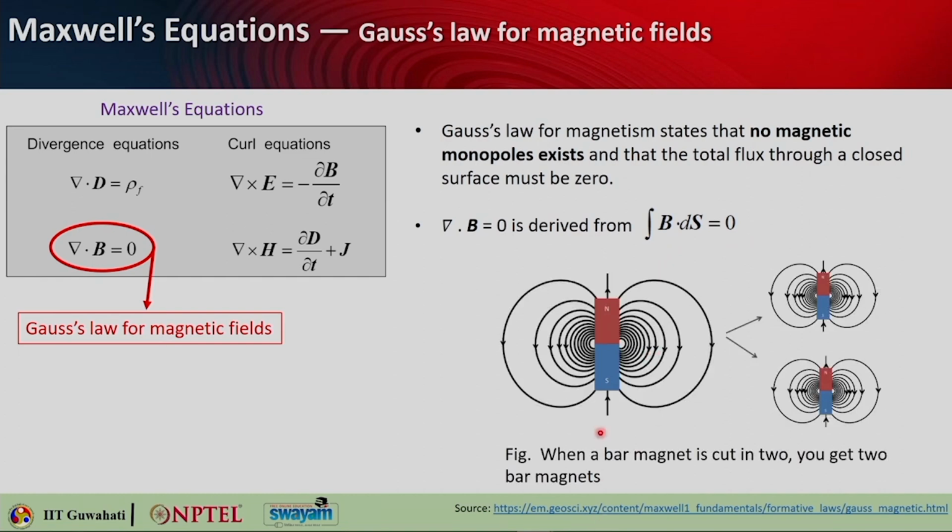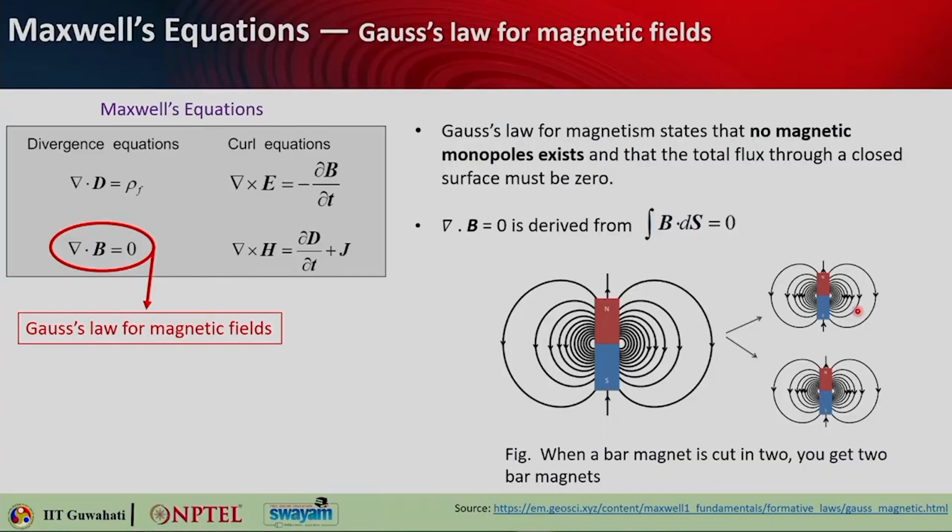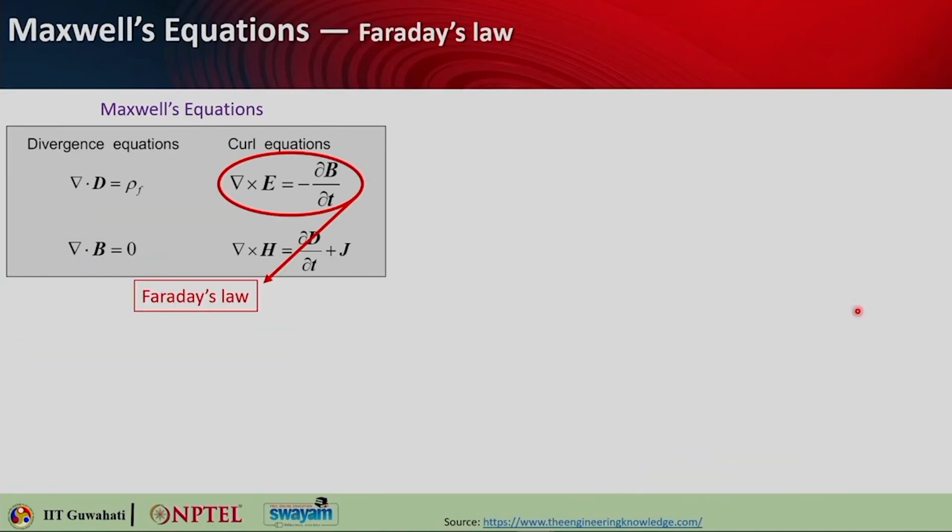And this is happening because if you take a bar magnet and try to cut it into two parts, hoping that you will be able to separate the north and south pole, that doesn't work. The small magnet also has its own north and south pole. Even if you break it into infinitely small sizes, there will be two poles present. So it is not possible to have any magnetic monopole.